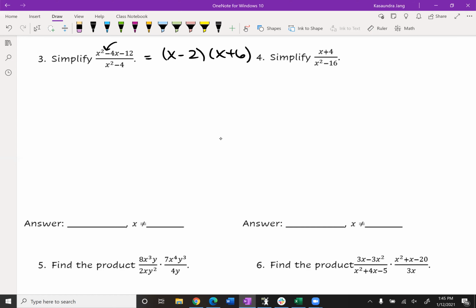Wait, what? Oh, I meant negative 6 and plus 2. Oh, so adjust the signs here? Yeah, my brain went. Oh, you're good. So 2 times negative 6 is negative 12. Okay. 2 added to a negative 6 is my negative 4. Okay, so that's all taken care of now.